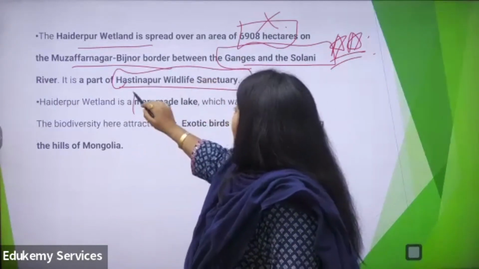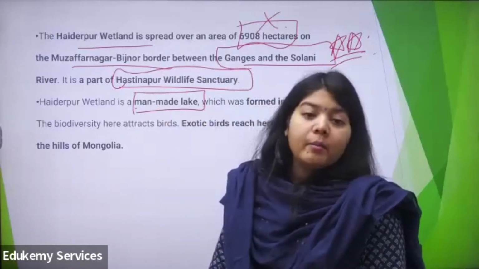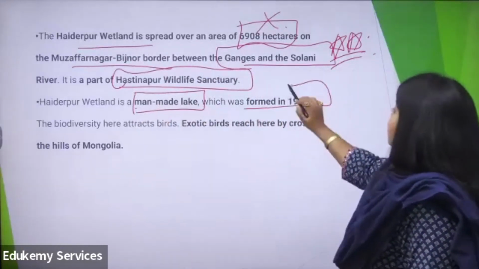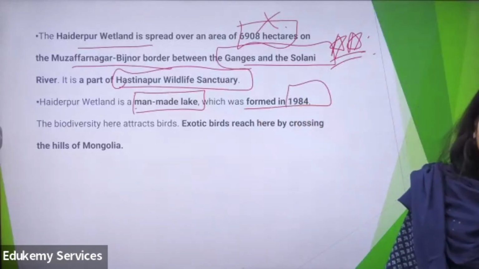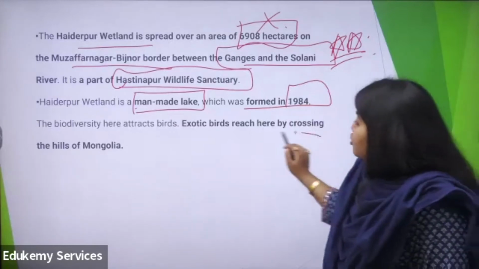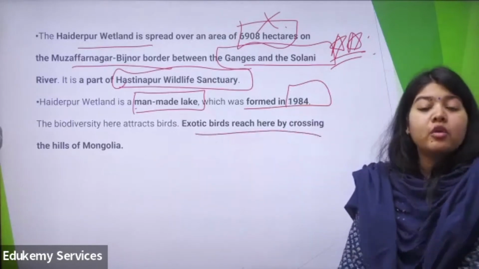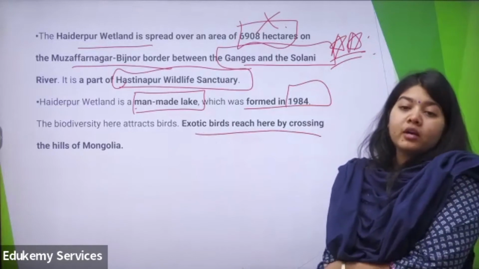Then you have Hyderpur wetland, which is a man-made lake. It was formed in the year 1984, and it gets exotic birds which come from the hills of Mongolia.